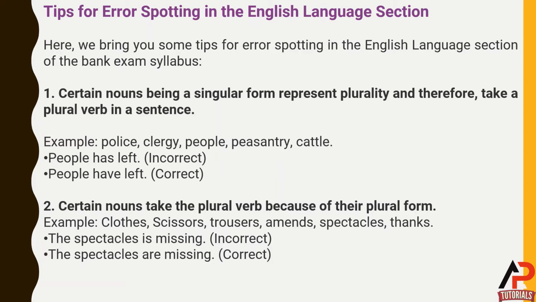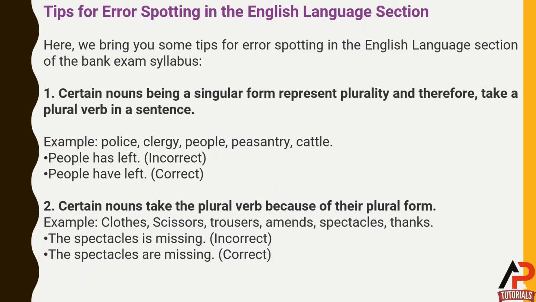So the first rule is, certain nouns, though singular in form, represent plurality and therefore take a plural verb in a sentence. It means that some nouns have a singular form, but their meaning is plural, like people. People means so many people, but we don't put an s at the end of it. Like cattle, it means many cattle, but we don't put an s at its end.